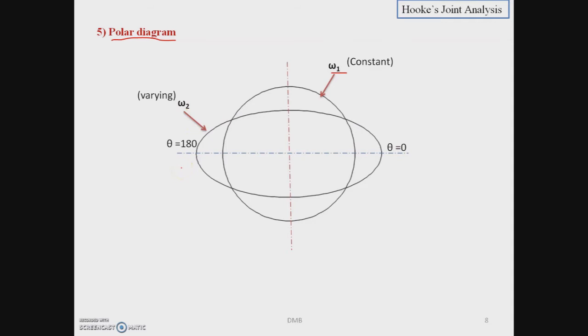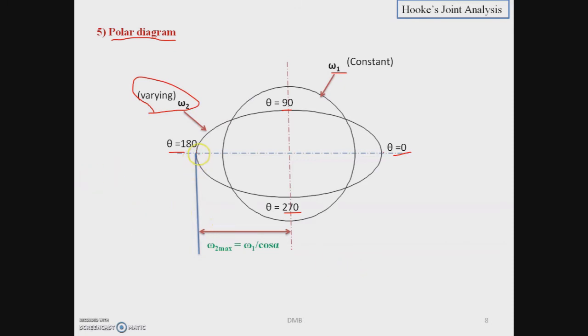We know that its maximum value occurs at theta equals 0 and 180 degrees. So we get these 2 points along the horizontal axis, and the minimum speeds of output shaft occur at theta equals 90 and 270 degrees. So we get these 2 points on the vertical axis. So when we join these 4 points, we get an ellipse. So the ellipse represents the speed of the driven shaft, which is varying.